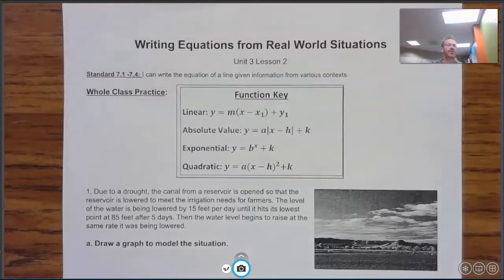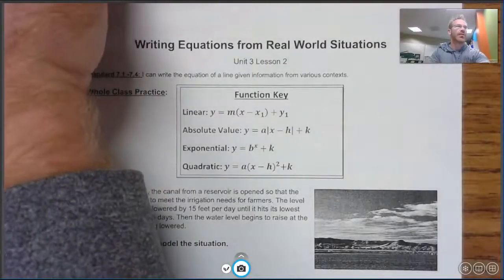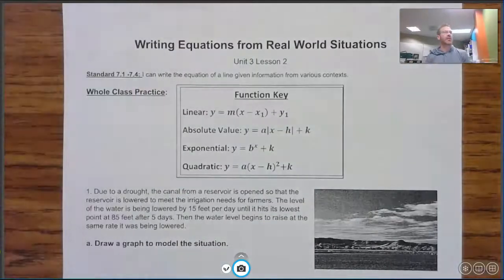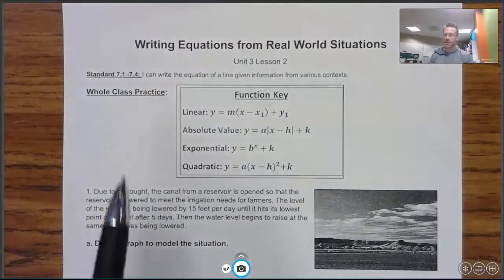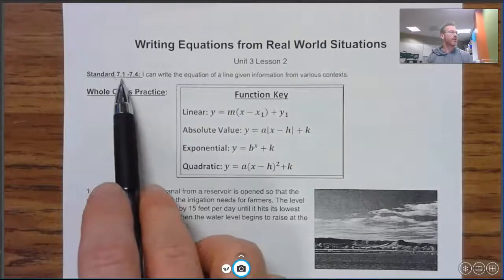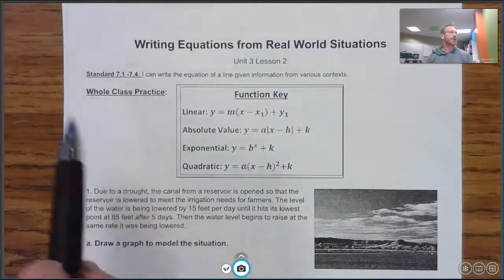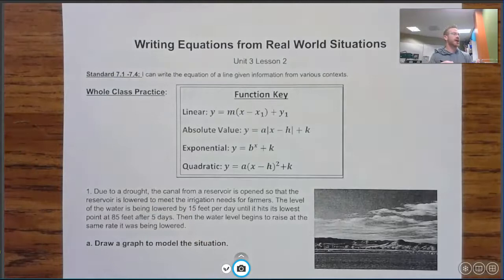All right, and we're moving on with Unit 3, and we're going to take a look at writing equations from real-world situations. You can see that that's standard 7.1 to 7.4. I can write the equation of a line given information for various contexts. I can write equations of absolute values for various contexts, exponentials, quadratics. That encompasses all four of our functions.